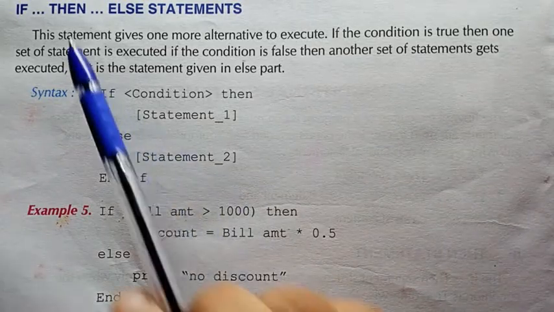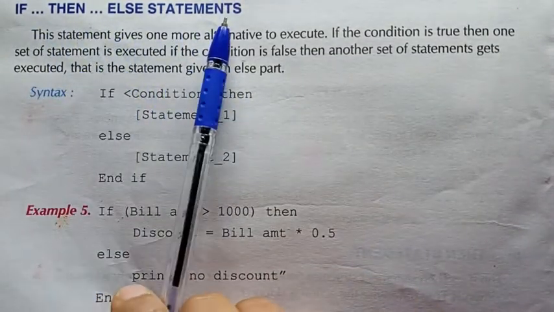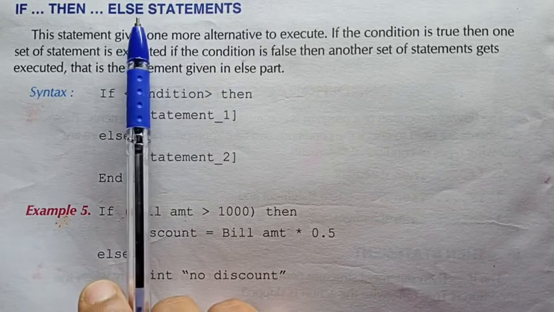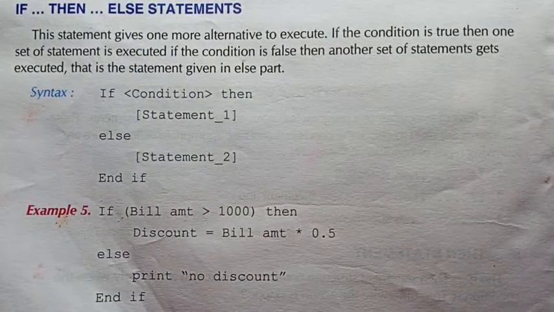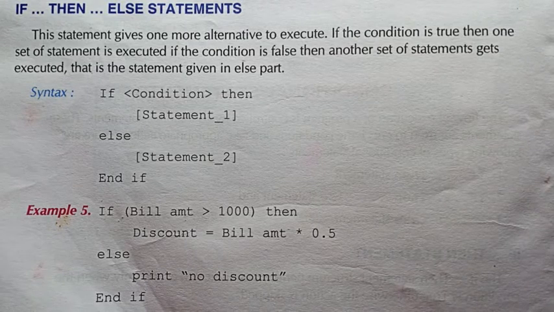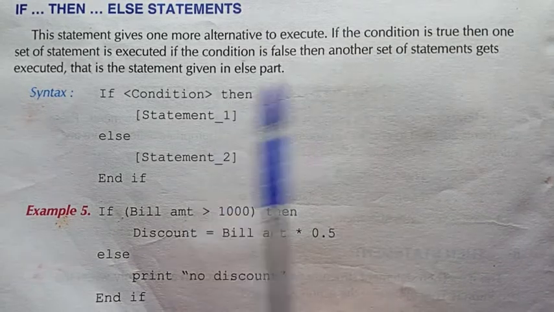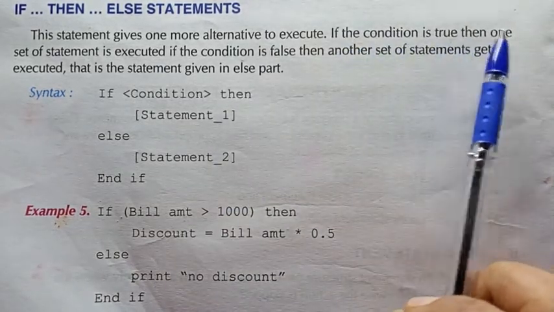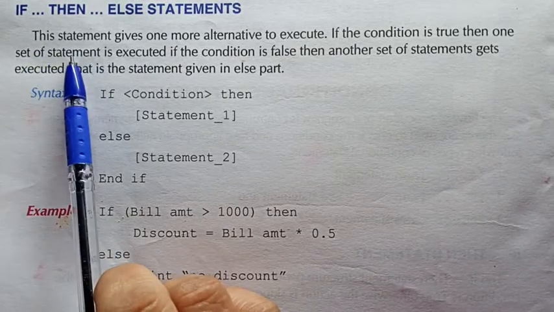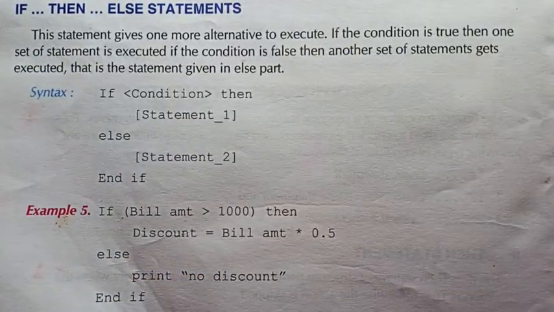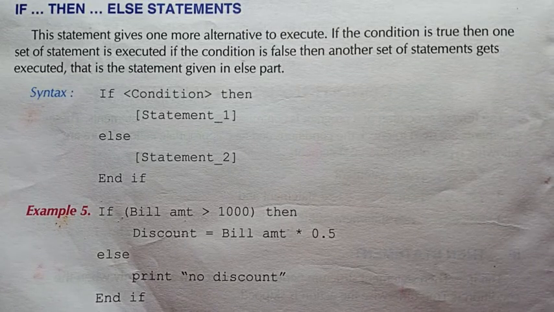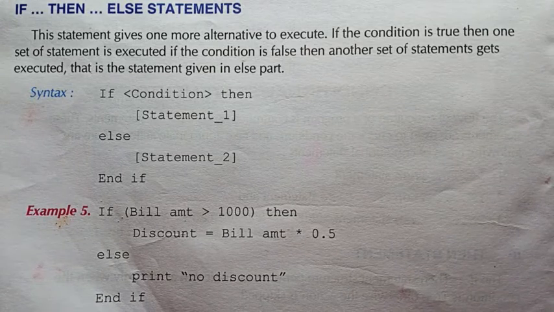Next we have if then else statement. In the if then else statement, we have more alternatives. In the if statement we have given only one condition to be found out. Here we have alternatives for that. In this, if the condition is true, then one set of statements is executed, and if the condition is false, then another set of statements gets executed. Whereas in the if, the statements are going to be executed only until the condition is true. If the condition is false, no statement will be executed.